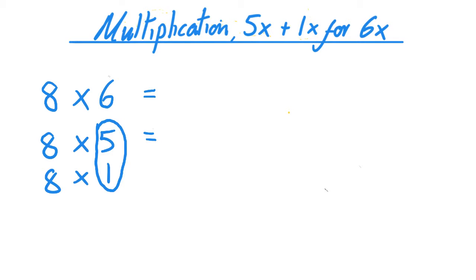Starting with the 8 times 5. Because we're multiplying 5 by an even number, it's going to end in 0. There's something to remember. Every time you multiply 5 by an even number, it is going to end in 0. So if we have to, we can count up in 5s until we get 8 of them. 5, 10, 15, 20, 25, 30, 35, 40.